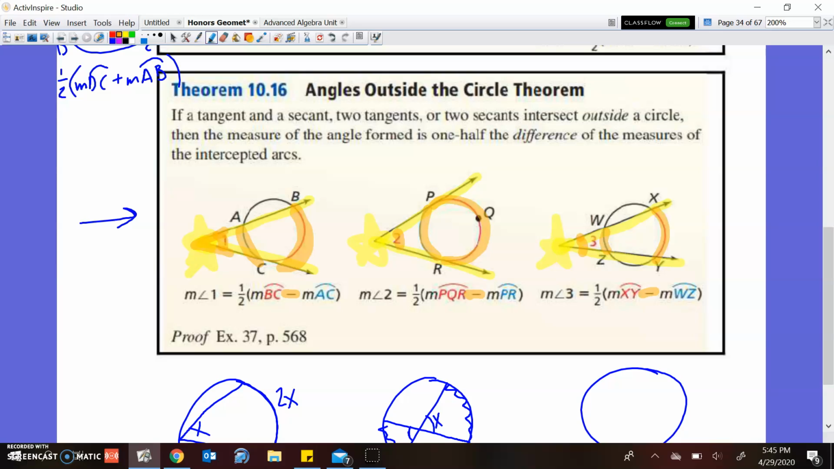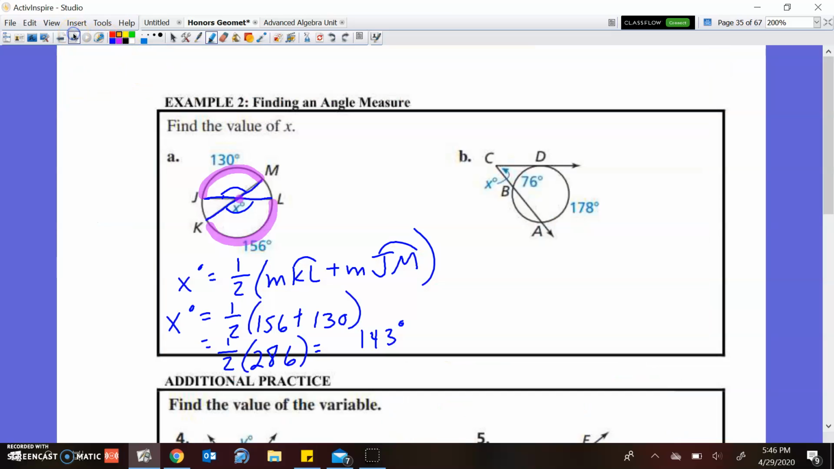So it's almost exactly the same. But again, the only difference is that now we are subtracting. So we're not finding the average, if that's how you were thinking of it before. To find this, you subtract the outer minus the inner arc and divide by 2. Take half of it. So let's try some.